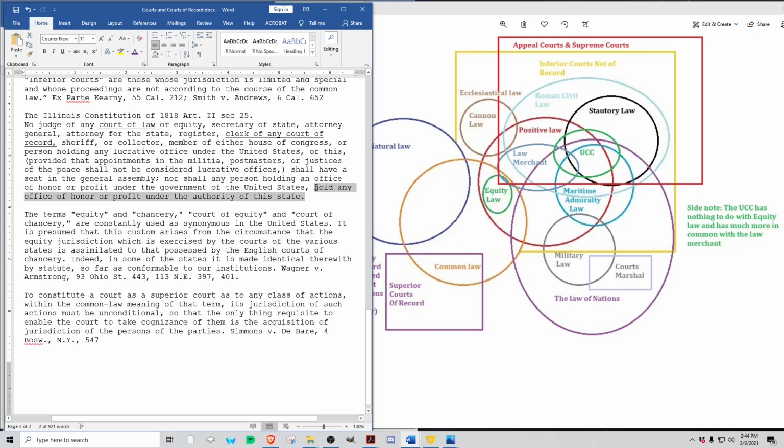Now that's getting close to the idea of the original 13th Amendment, but they're just simply differentiating it between an honor of profit that you can't be basically working for the United States federal government and the state government at the same time.